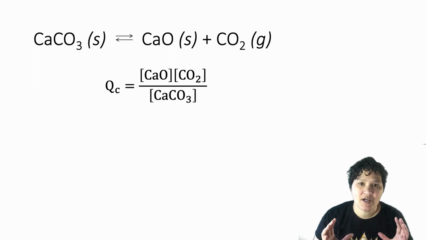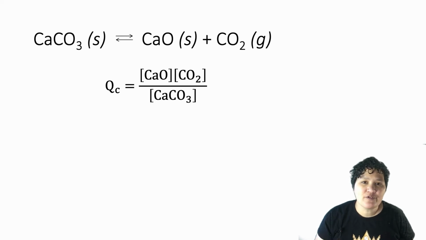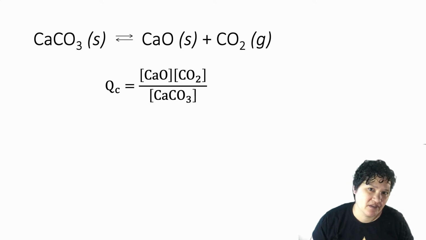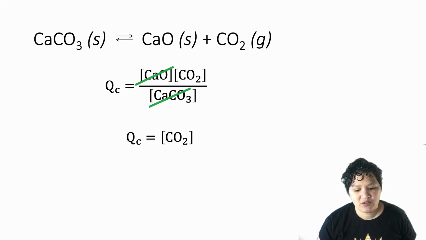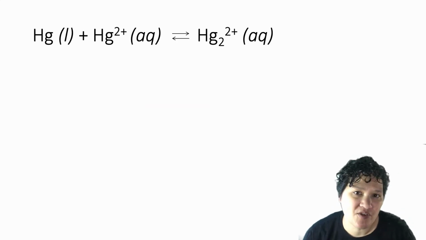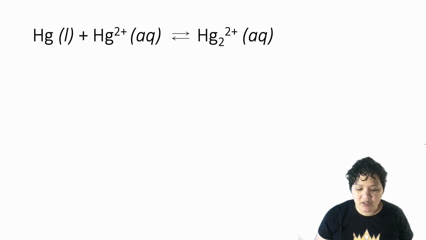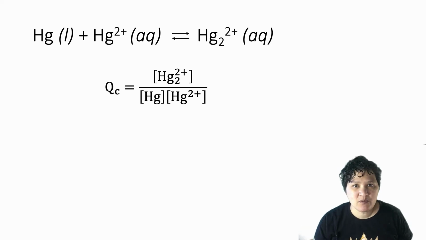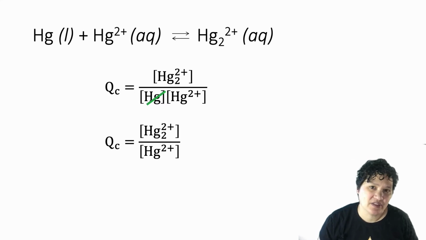Remember, products on top, reactants down below. But we have to go through and take out anything that is a pure solid or a pure liquid. We don't have any liquids here, but we have 2 solids, so we can just chop those out. And so our actual reaction quotient will just be the CO2 concentration. And of course, this also works for liquids, like in this case, liquid mercury. And so we can again write a reaction quotient, go through, see what doesn't belong there, the liquid mercury can go, and so this is what our reaction quotient looks like.